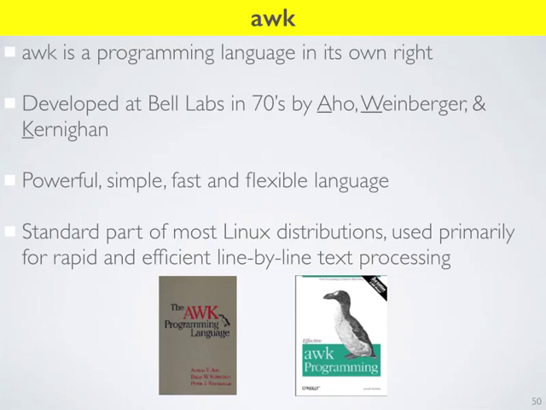It also happens to be, which is where it actually came from, the first letters of the last names of the three people that designed it. It was designed at Bell Labs by Aho, Weinberger, and Kernighan. Kernighan currently teaches computer science at Princeton, and so that made the programming language awk.